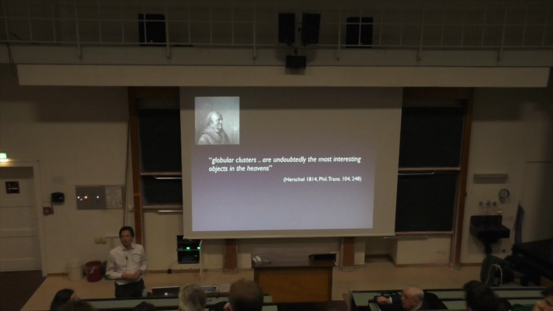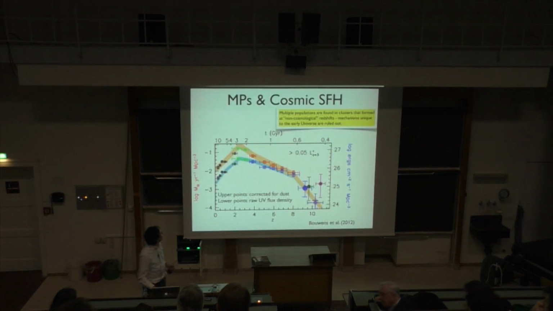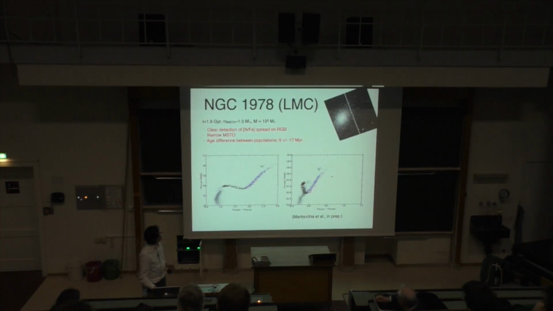I had a question on the age differences of the different sequences. For 1978, you said it was only a few million years. Is that typical, or do you usually not see any age difference between the multiple sequences? What do we actually know about the difference in age?